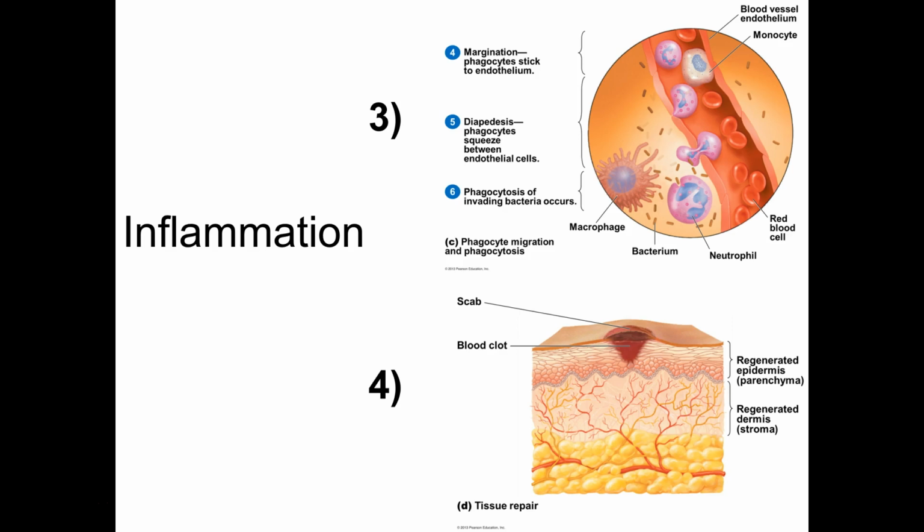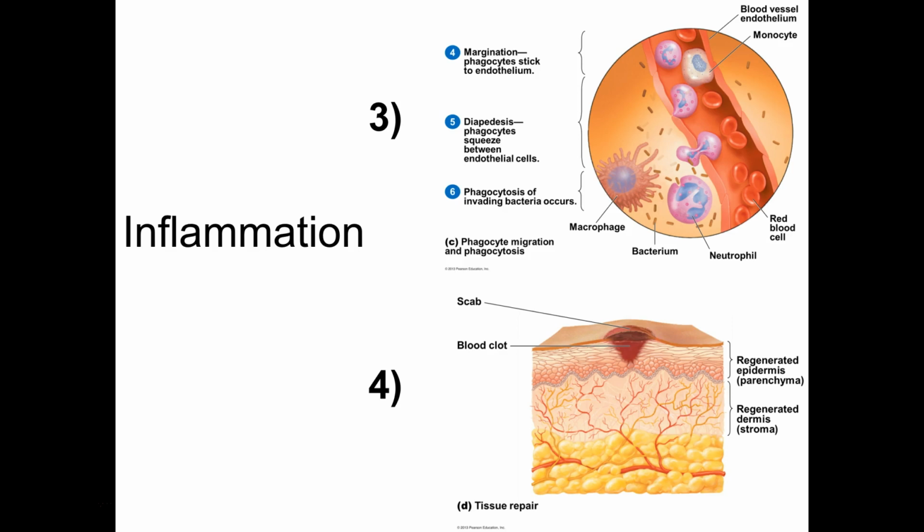So they get to the site of damage, they squeeze their way out, and then they get to work. They do what they do. They phagocytize the bacteria in the wound, cleaning it out. So it's a whole series of events. You injure yourself, the pro-inflammatory chemicals dilate the blood vessels, increasing blood flow. That recruits additional white blood cells. They are stopped at the site of damage, they squeeze their way out, and then they clean out the wound.